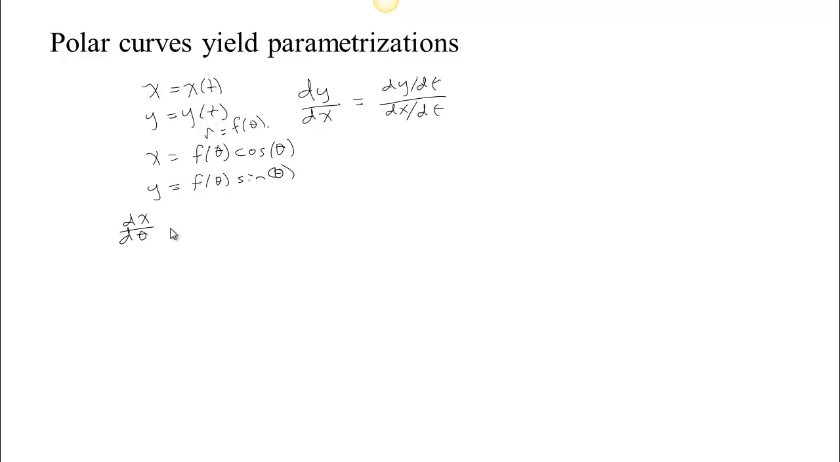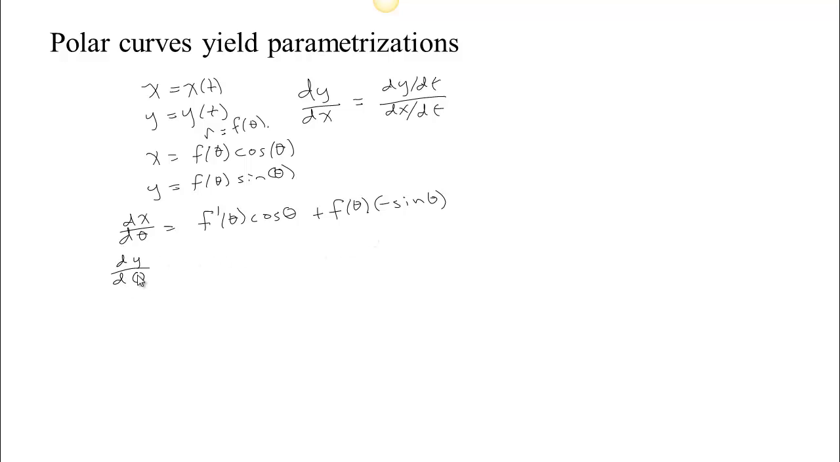dx d theta, we're going to need that. That would be the derivative of this product, which would be f prime of theta cosine theta plus, so the derivative of the first times the second plus the first, that's f of theta, times the derivative of the second, which is minus sine theta.